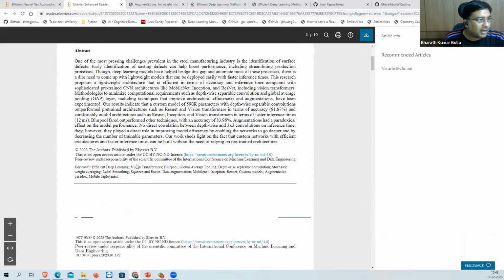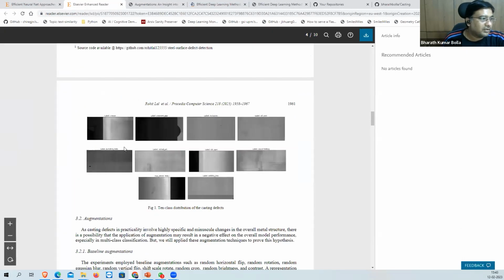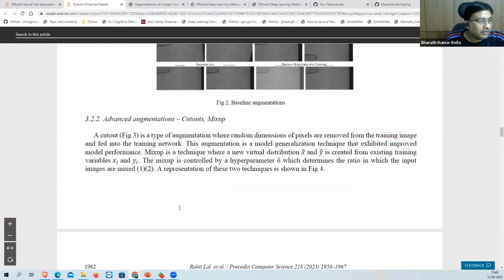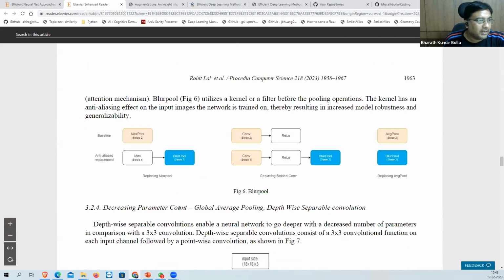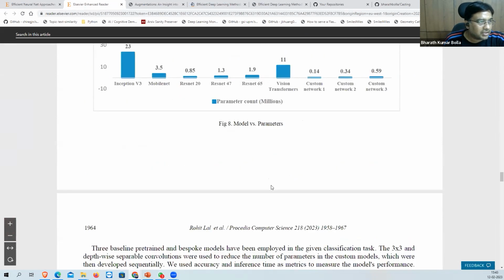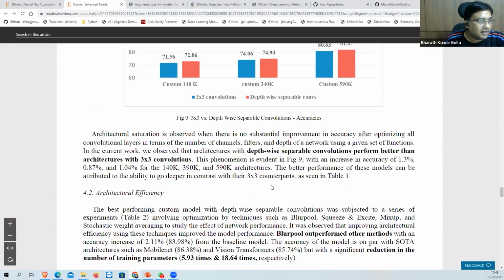So here we have some metal casting defects. There are 10 different types of metal casting defects, as you can see here. Let me expand it a bit more. If you just see this, we applied Blurpool again. I'll just show you the final results from this.